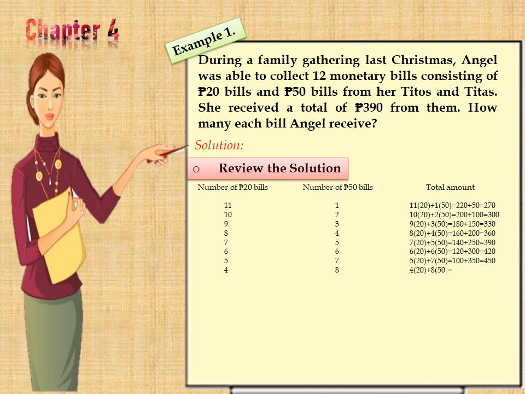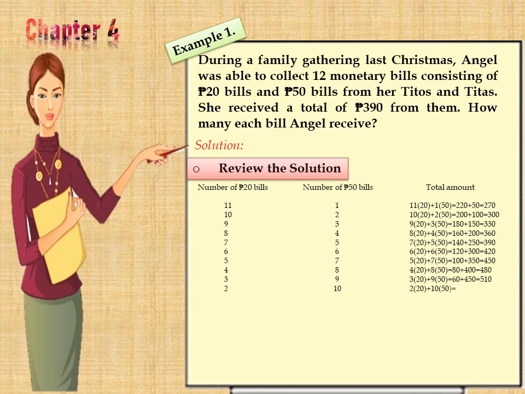Next is 4 20 peso bills and 8 50 peso bills. So the total amount will be 4 times 20 plus 8 times 50. This will give us 480. Next is 3 20 peso bills and 9 50 peso bills. So the total amount would be 3 times 20 plus 9 times 50. This will give us 510.